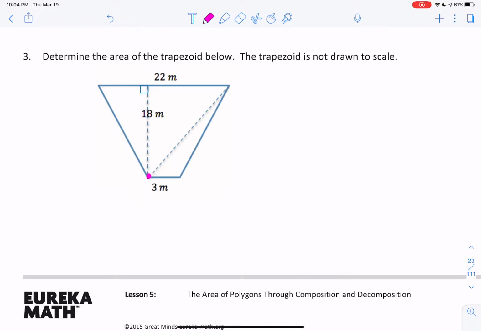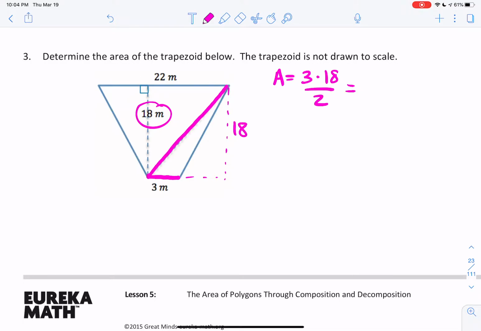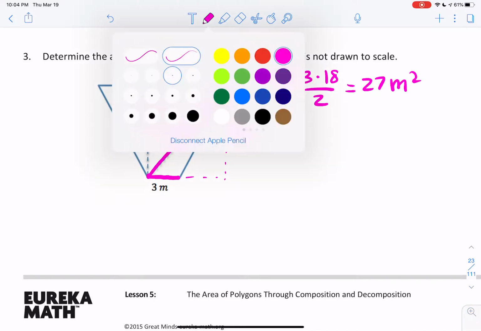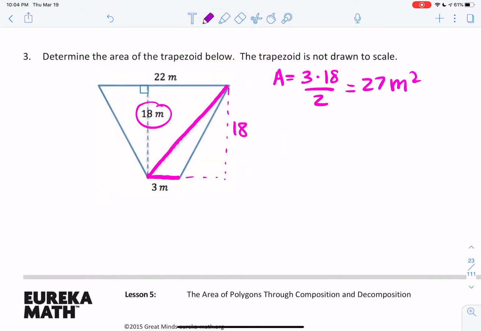The first triangle is this kind of thin one. I drew a diagonal. And I need to know its base. And I need to know its height. The height is 18 as we see across. So for the pink triangle, the area is base times height divided by 2. That is 27 meters squared.